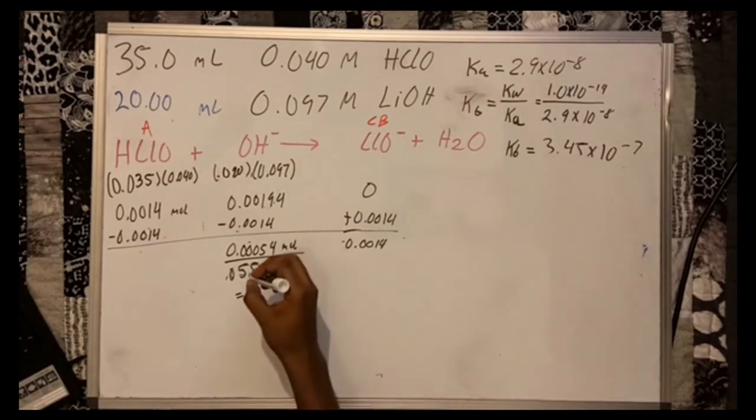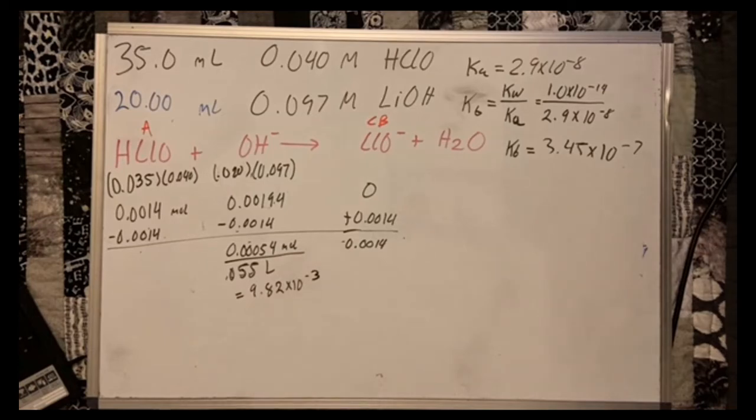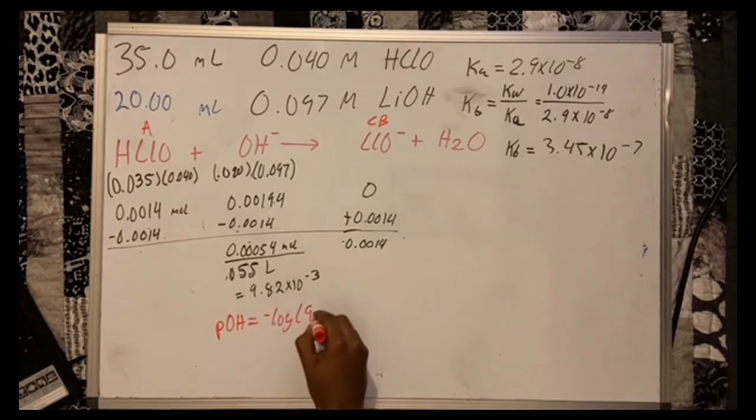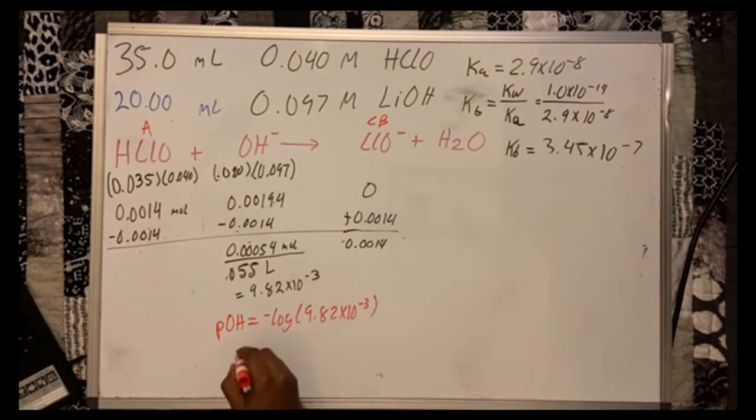Was that 9.82 times 10 to the negative 3? Hopefully. Then now I can finally do my pOH, right? Negative log of 9.82 times 10 to the negative 3. The pOH. Negative log of this, oops.